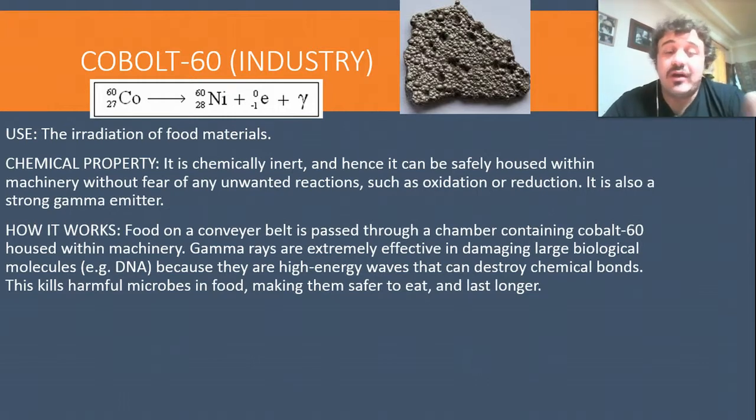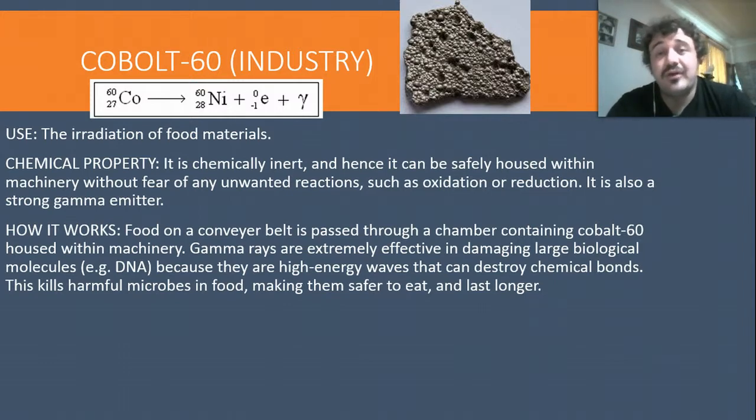Now, this kills microbes in your food, which means they don't rot the food. Because they've broken down, it stops them from rotting the food and secreting their waste, which also helps to break down food. So the food will last longer.